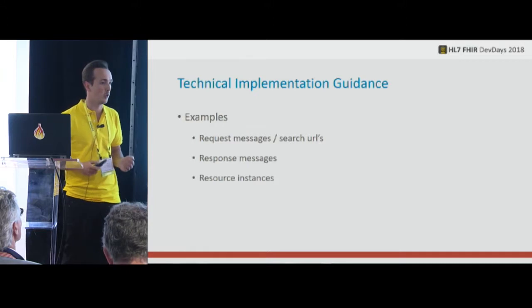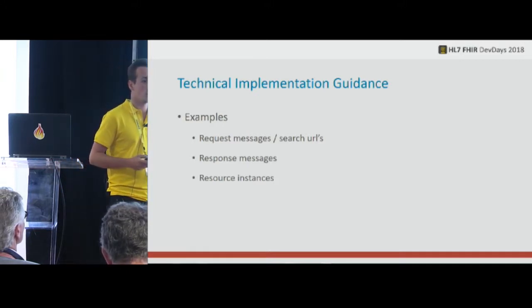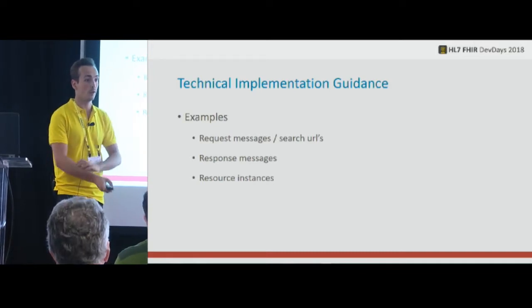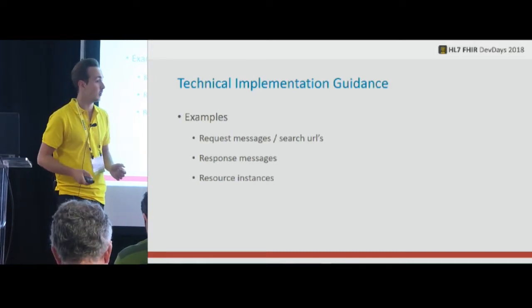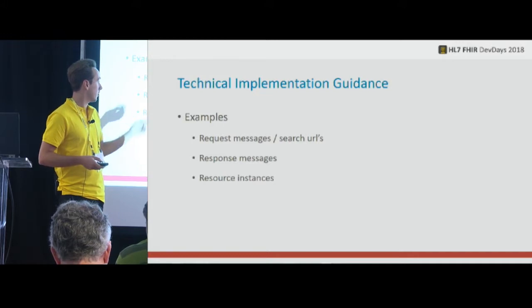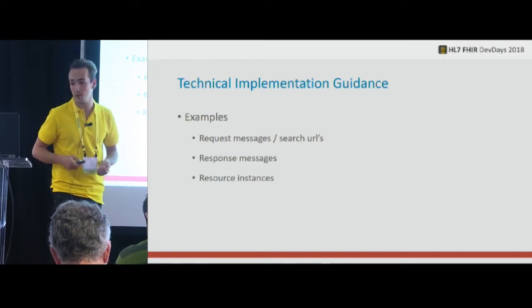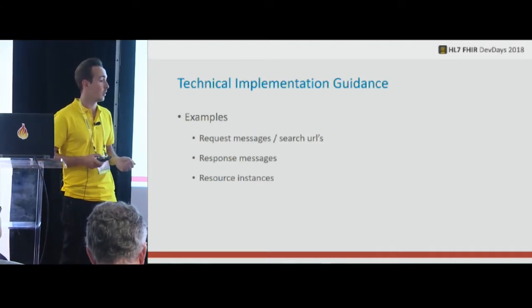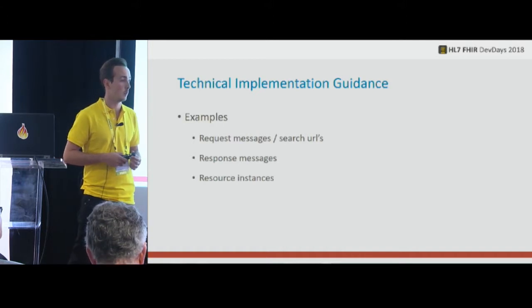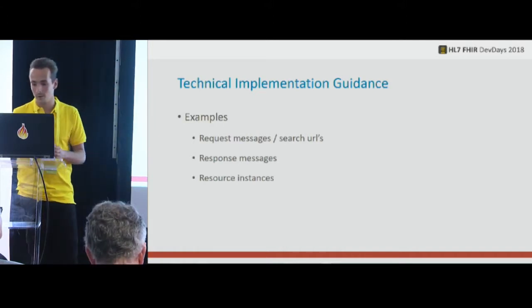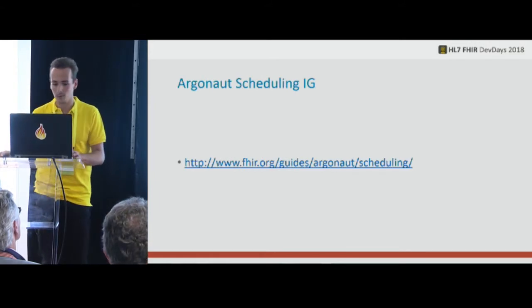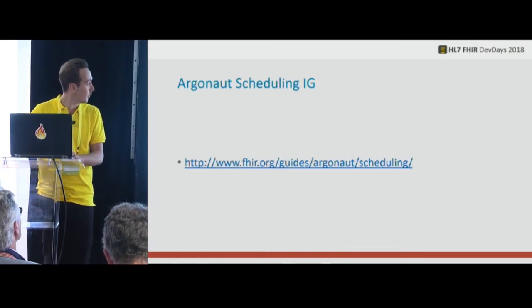This is also the place where you want to add as many examples as possible. So make an example of the search URL you're using, or how the request message looks. And this is also applicable for the response message. And it's always good to have examples of your profiles, so your resource instances, and you can refer to them as well. And I think the Argonaut scheduling implementation guide does this very well. So I'll show that implementation guide.